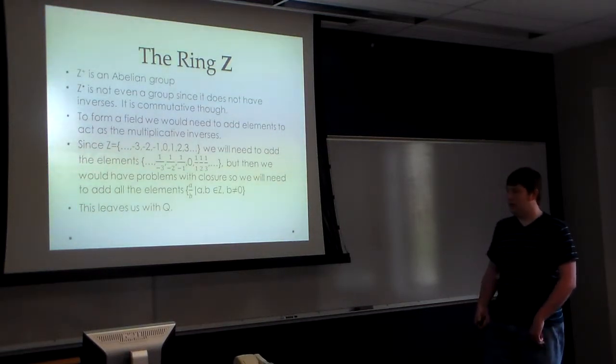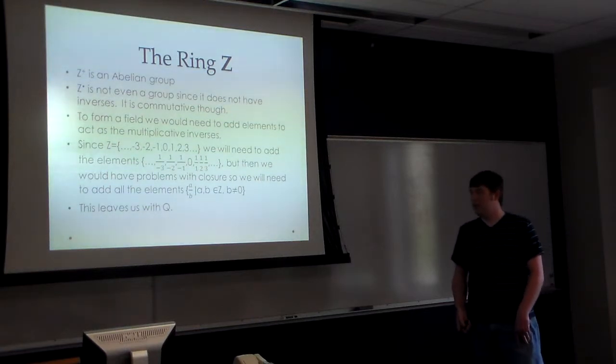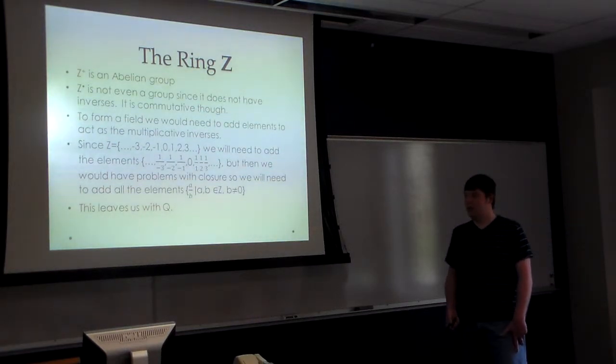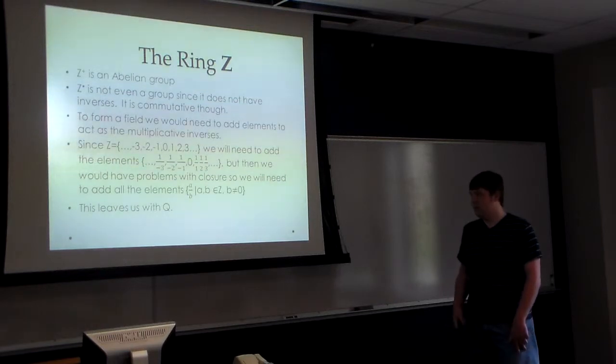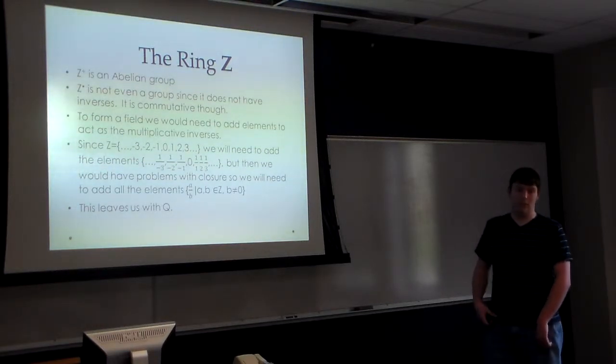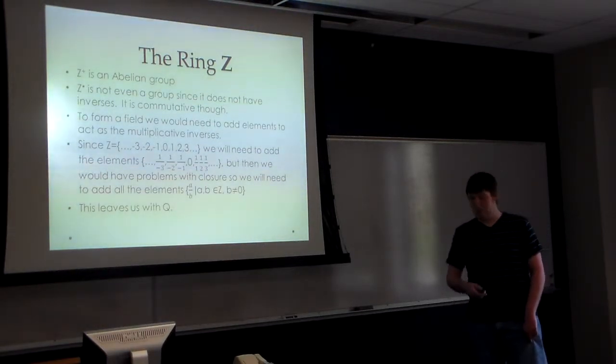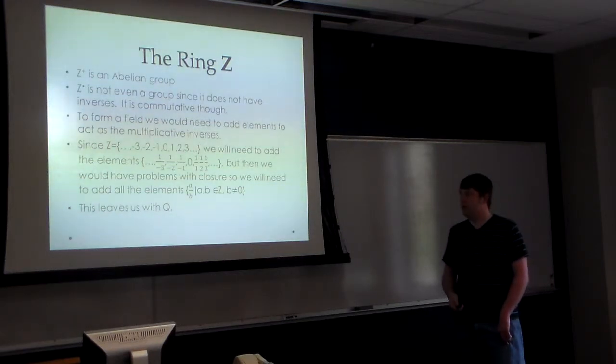So then we need to add all of the elements a over b, such that a and b are in the integers and b is not 0. And that leaves us with the rational numbers, which is why we know that rational numbers are a field.